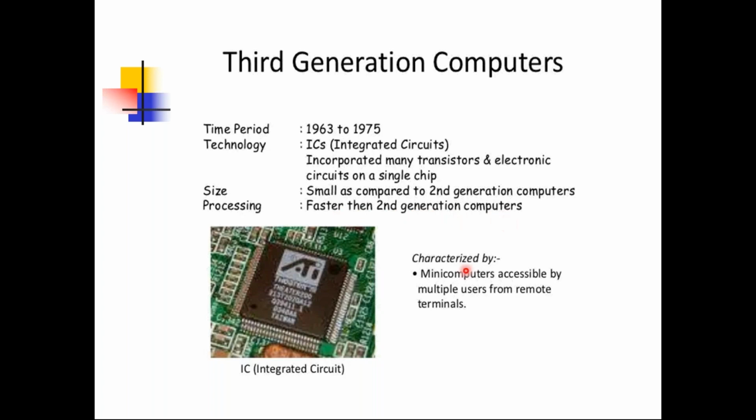And the main thing you need to understand here is these computers were accessible by multiple users from remote terminals. When you compare with first and second generation, the computer was used by one user at a time. But in the third generation, a single system was allowed to be accessed by more than one user at a time from remote locations. Remote locations, in the sense that it could be wired or wireless.